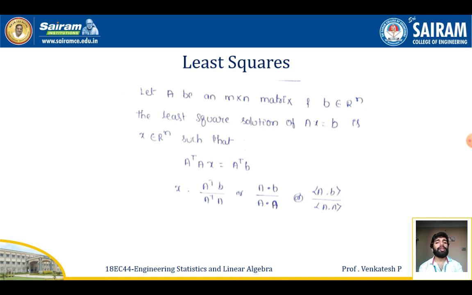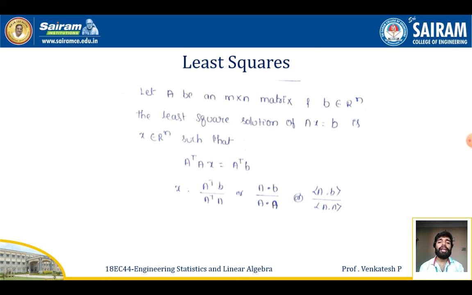So the next concept is the least squares method. For this, take a matrix A, which should be an M cross N matrix with M rows and N columns, and B belongs to the space R power n, the set of n-tuples. Then the least squares solution is given by Ax equal to B, with the condition that x belongs to R power n, such that A transpose A x is equal to A transpose B, or x will be given by A transpose B divided by A transpose A, or A dot B divided by A dot A. We can also represent this formula as A dot B and A dot A like this.